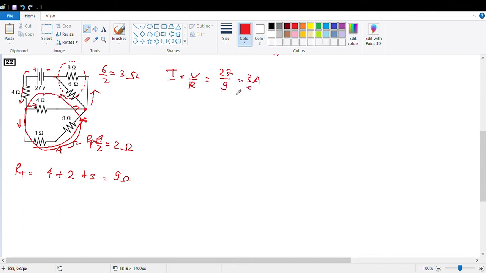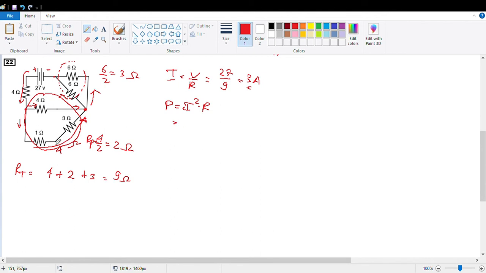Then after that, calculate the power dissipated in the 1 ohm resistors here, right? So you have to find the I. I think it's better to use power, I square times R. This is the best one. If you use V, you cannot use 27 because 27 is the total voltage here.